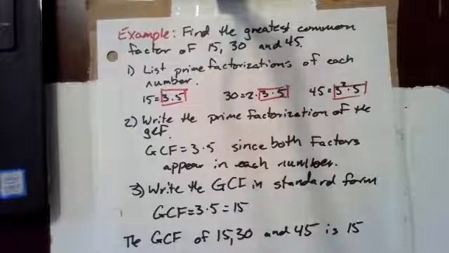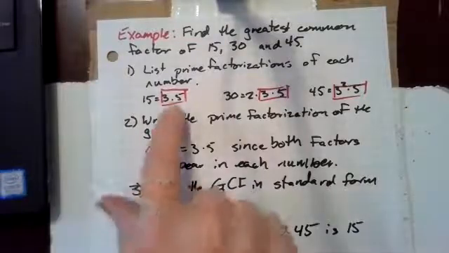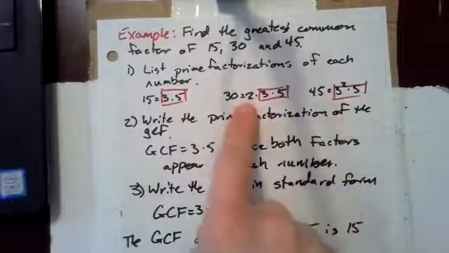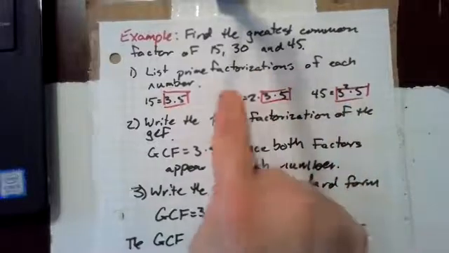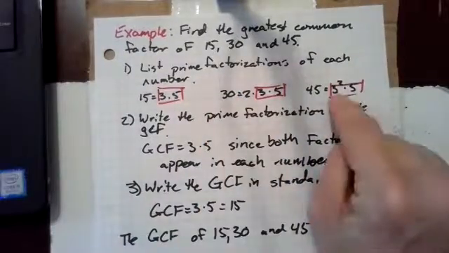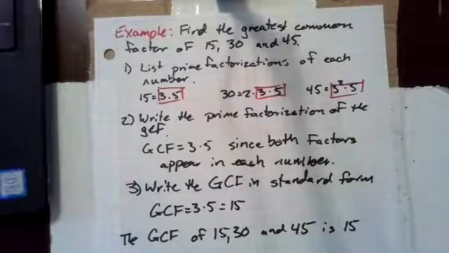Now we write the prime factorization of the greatest common factor. Well, we see that each of these numbers has a 3 and a 5. This one has a 2, but the other two don't have a 2, so we can't include the 2. This one has two 3s, but the other two only have one 3, so we can only use one 3. So the greatest common factor is 3 times 5, since both of those factors appear in each number. Finally, we write that in standard form. 3 times 5 is 15. So the greatest common factor of 15, 30, and 45 is 15.